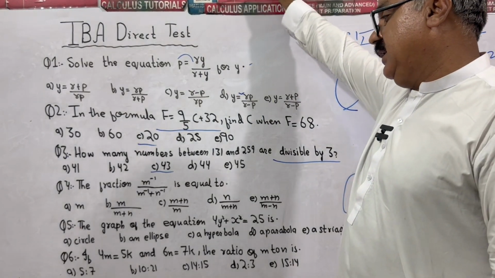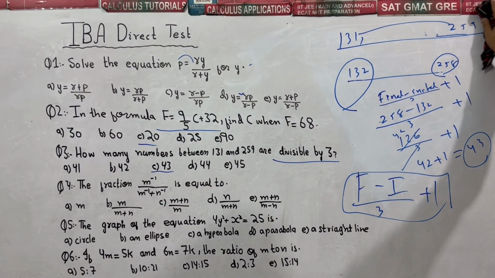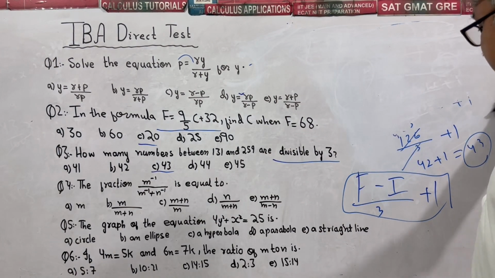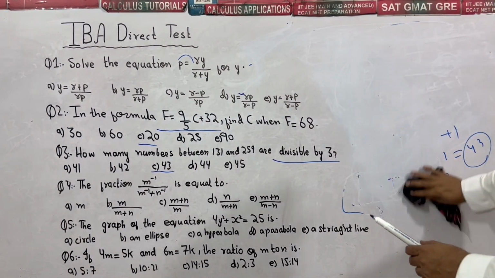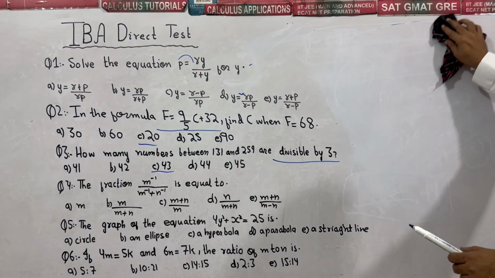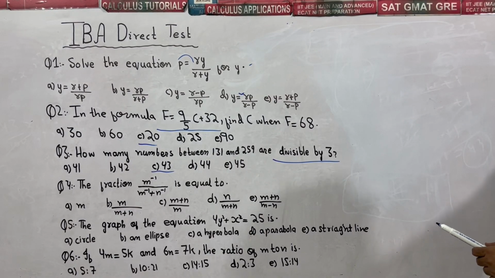Moving towards another question: m raised to negative 1 divided by m raised to negative 1 plus n raised to negative 1 is equal to what? We have to make the exponents positive. It's really very easy.